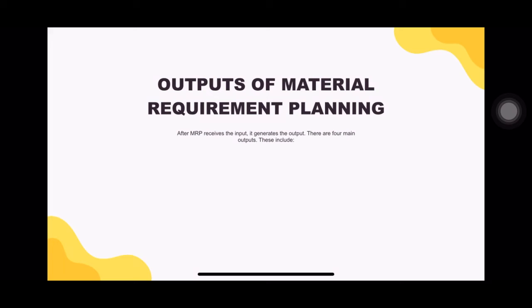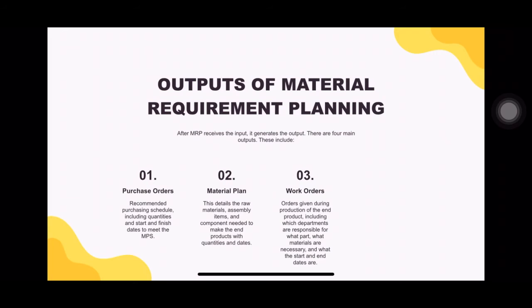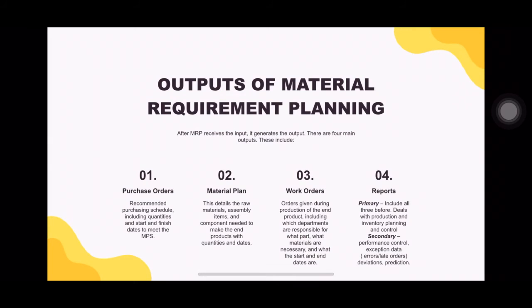After MRP receives the input, it generates the output. There are four main outputs for MRP. These include purchase orders, material plan, work orders, and reports. Purchase orders is the recommended purchasing schedule that includes the order you give to suppliers to send the materials. The PO includes a schedule with quantities and start and finish dates to meet the MPS. As for the material plan, this details the raw materials, assembly items, and components needed to make the end products with quantities and dates.